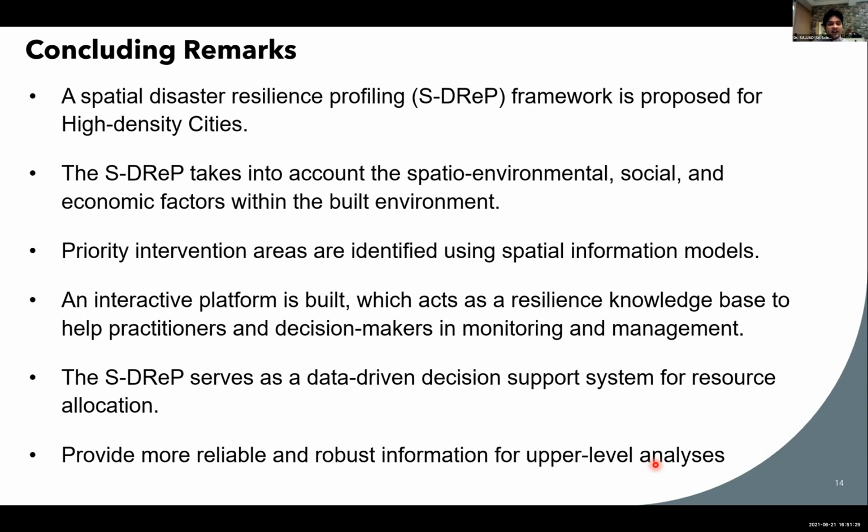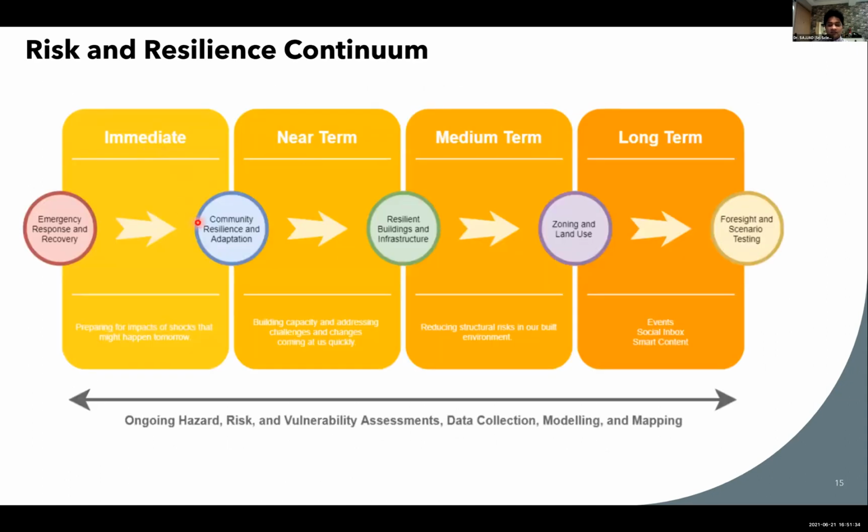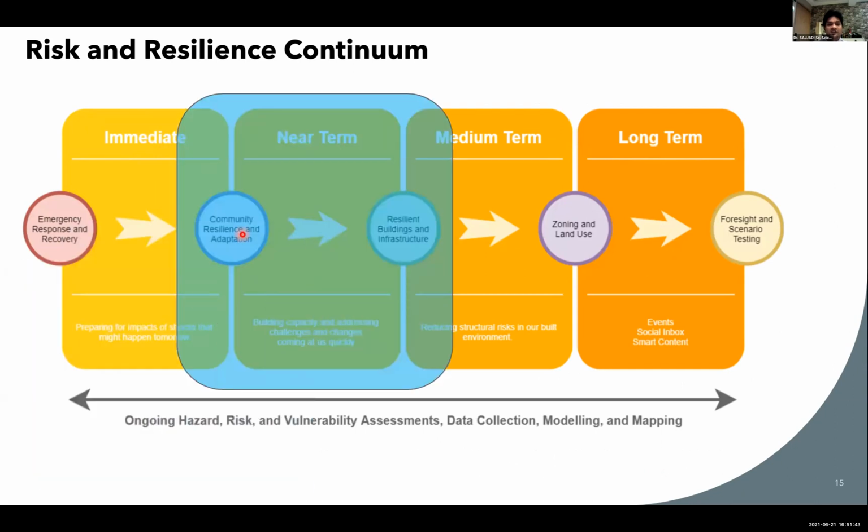There are different types of adaptation initiatives ranging from immediate to long term. We are mostly working on community resilience adaptation, which is near term to medium term. So we are currently covering the immediate, near term and medium term analysis, also risk assessments, data collection, and modeling and mapping. However, we also try to move from medium to long-term analysis.